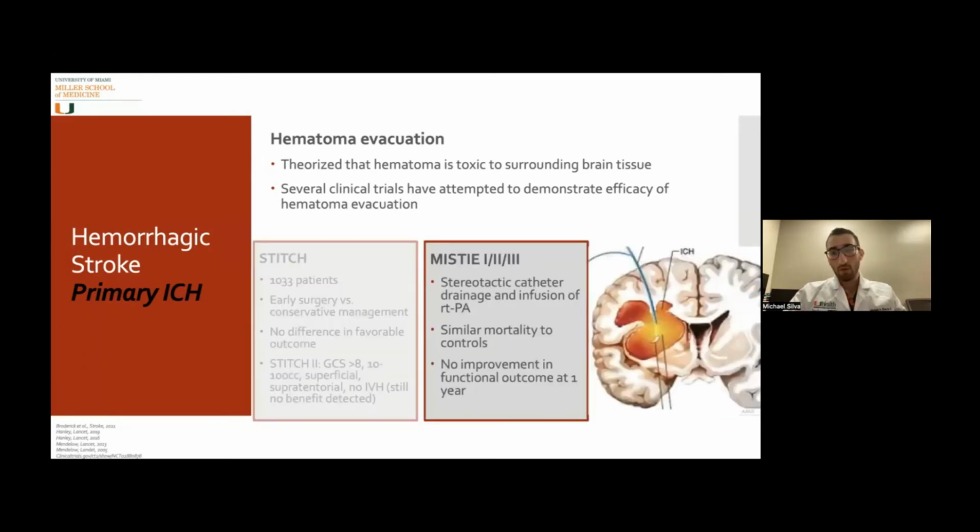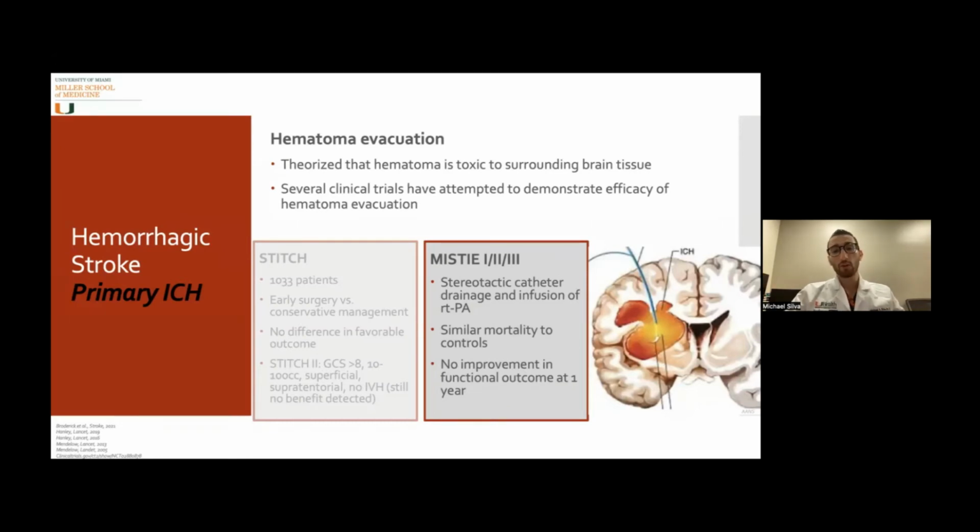Then other groups thought, well, maybe if we make the evacuation as minimally invasive as possible, that will help identify a benefit. So the MISTIE trials 1, 2, and 3: the technique here was a stereotactic catheter placed into the hematoma, which drains the hematoma and infuses recombinant tPA so that the hematoma liquefies and is drained.